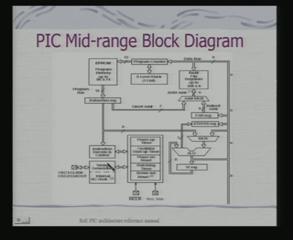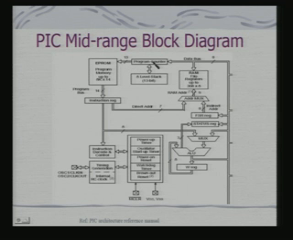Let us look at this block diagram, which is the block diagram of what we call a mid-range PIC processor. I have shown here a part of the architecture and not the complete architecture, because the complete architecture will have other components as well. Here, this is my program memory. This program memory is obviously distinct from my data memory. The data memory is located here. So, this is an example of Harvard architecture.